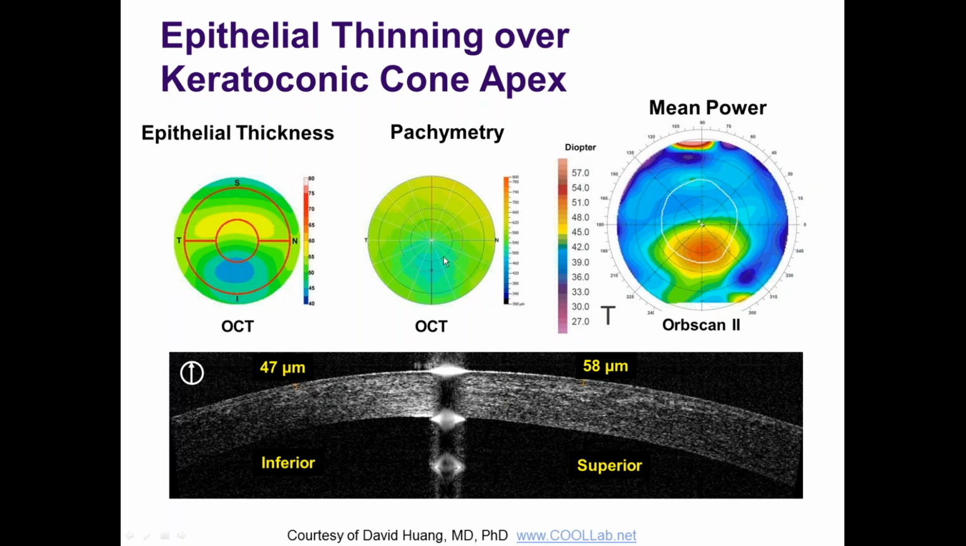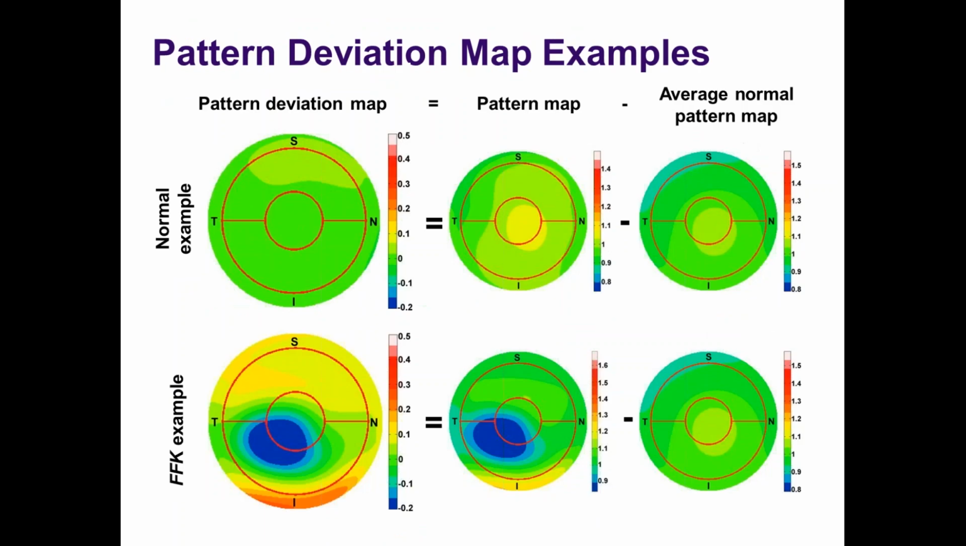You can kind of sense maybe there's a little thinning in this particular area, but when we look at the epithelial thickness map, you can see significant thinning down here inferiorly and relative thickening just superior to that area, as you can see where the apex of that cone would be.